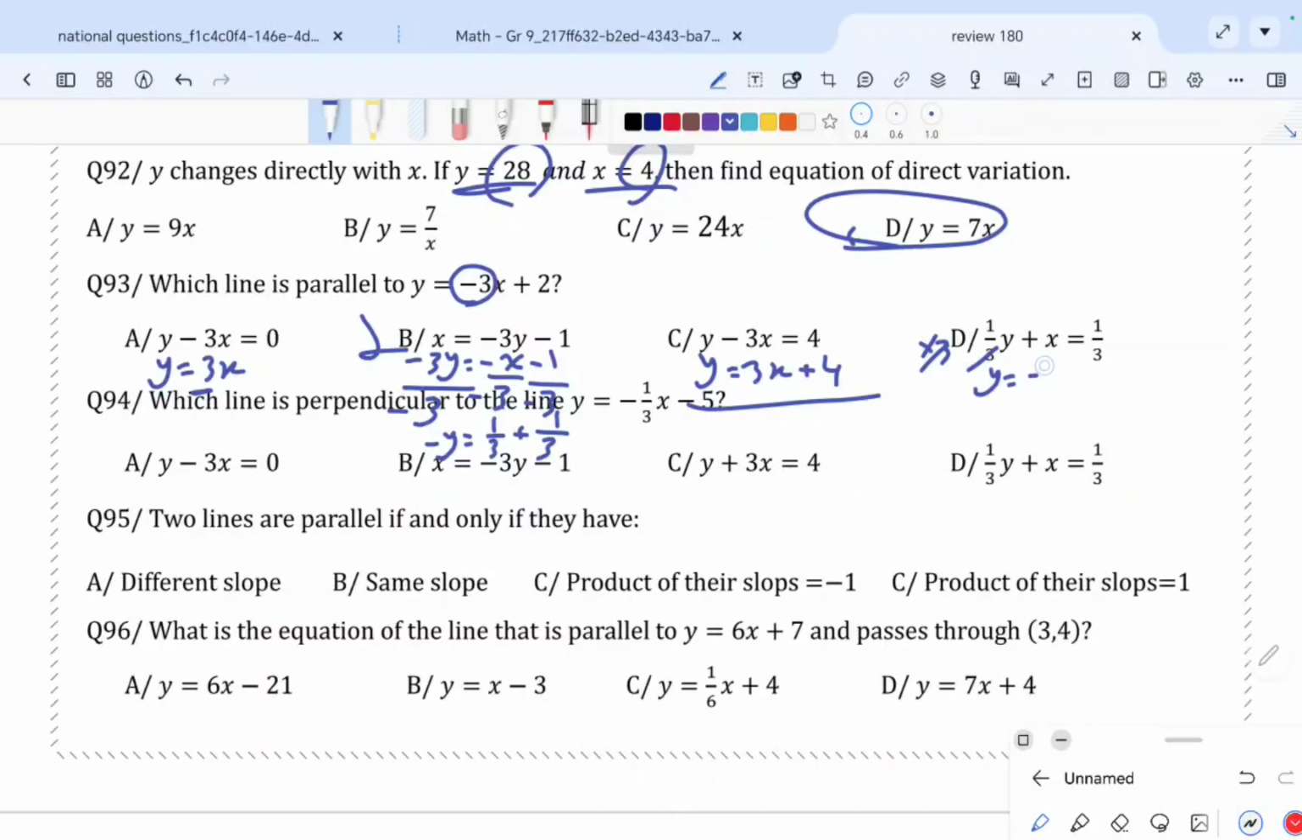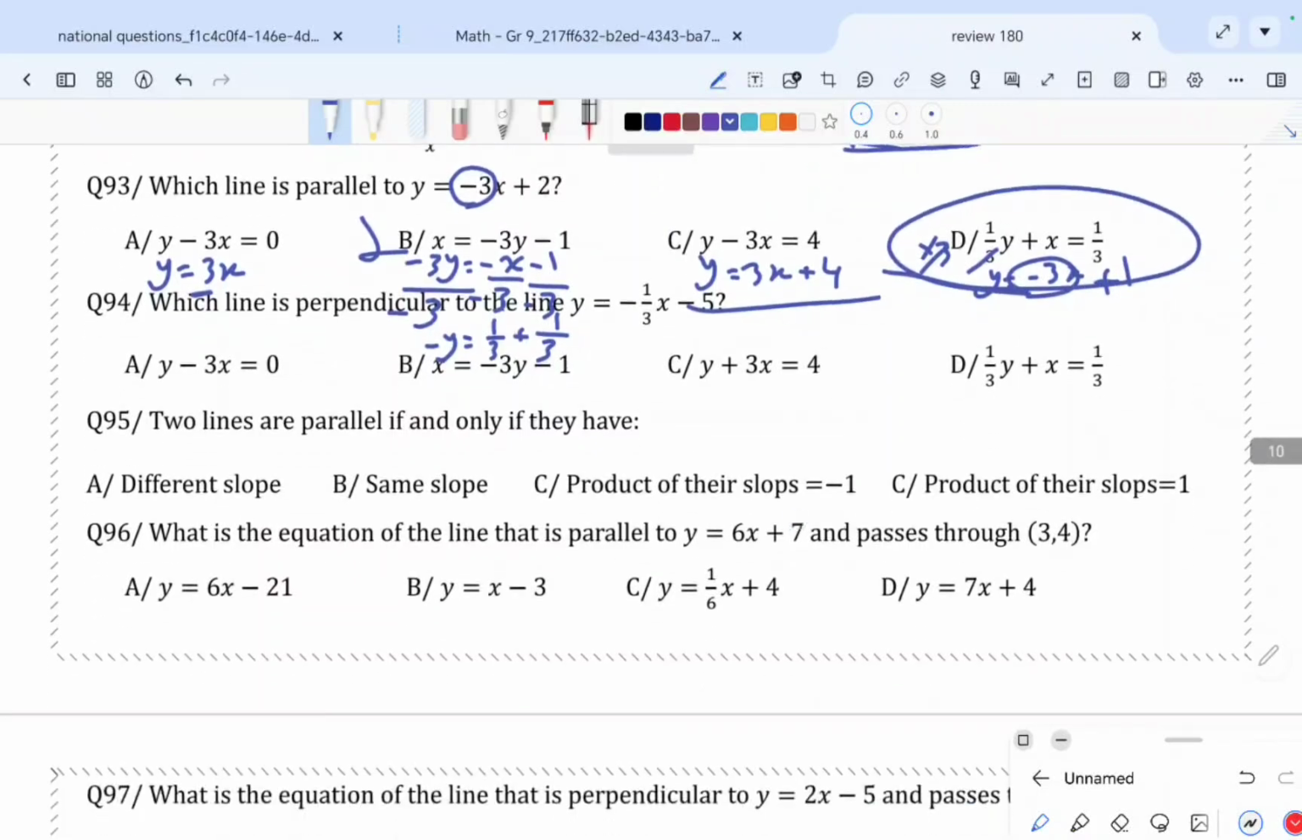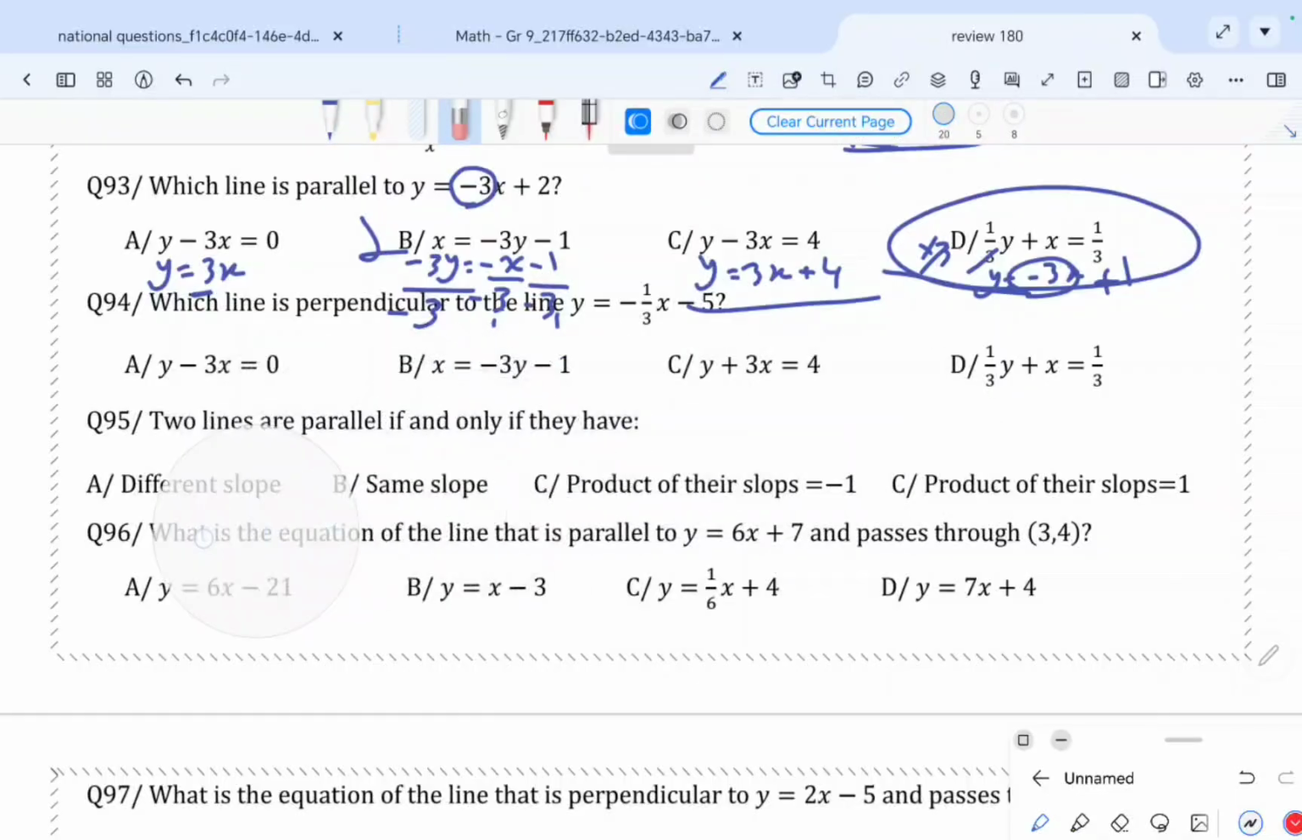This one, when you multiply it by 3, the 3s cancel each other. Y will be y equals negative 3x. So they have the same slope. D is the correct answer, plus 1. Okay, so D is the correct answer.